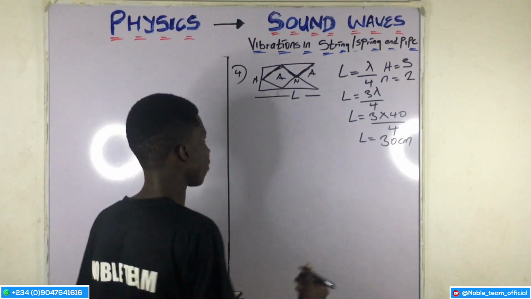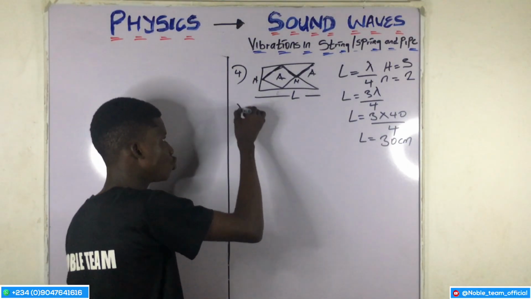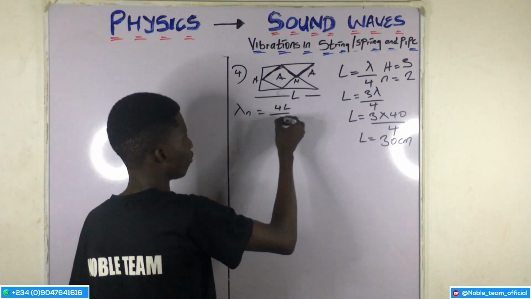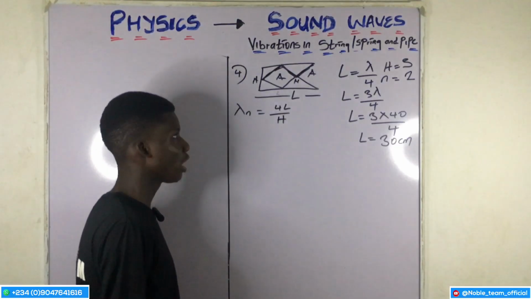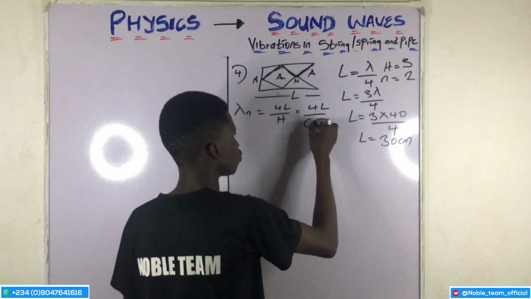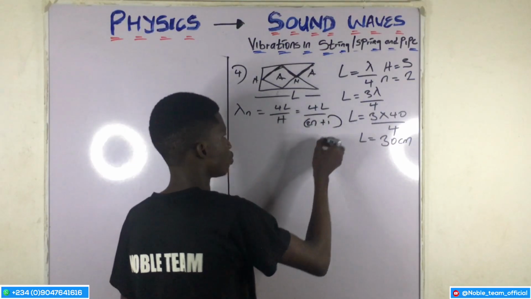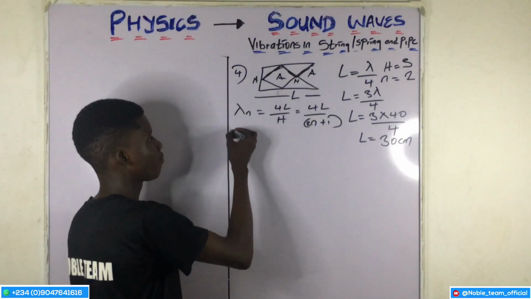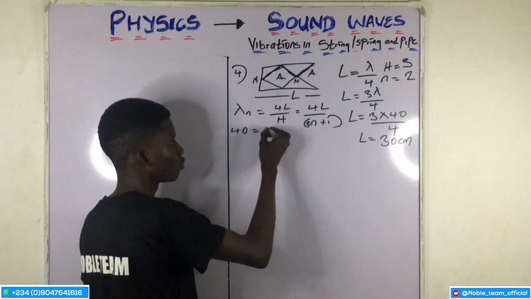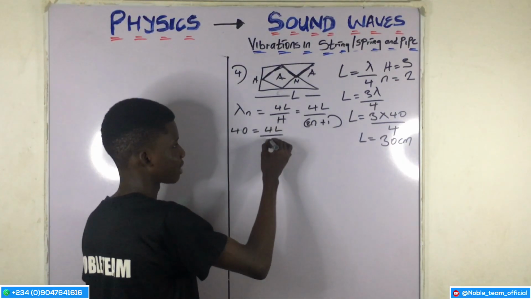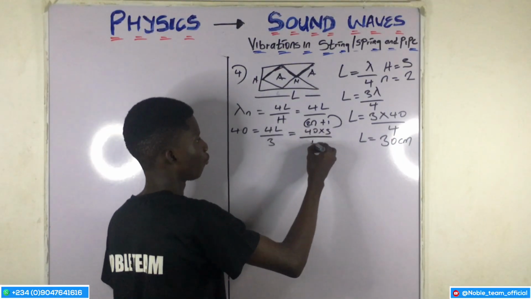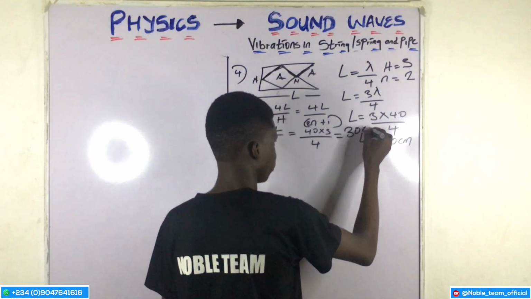Okay, now using the normal formula for calculating wavelength, I can choose to use wavelength is equal to 4L over H, or I can also choose to use 4L over 2n plus 1. So let's use the first one. So 40 is equal to 4L over my harmonics, which is 3. It's like saying that 40 times 3 divided by 4. And when you solve, you still have 30 cm.